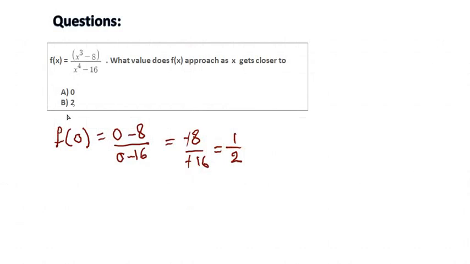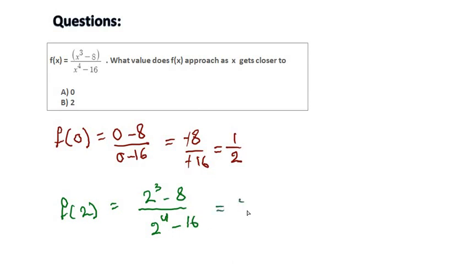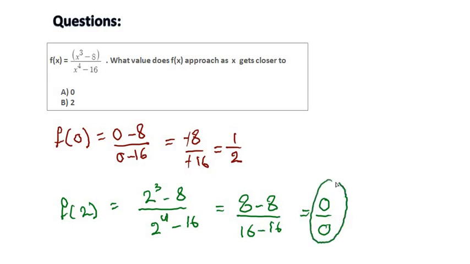Now, what about f of 2? Let's substitute 2 in the function now. F of 2 is 2 cubed minus 8, divided by 2 to the power of 4 minus 16. This is 8 minus 8 over 16 minus 16, which is 0 over 0. When you get 0 over 0 when you substitute any number, it means that you need to simplify the function.